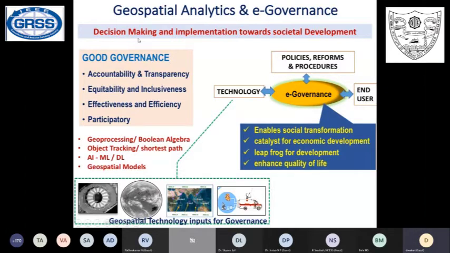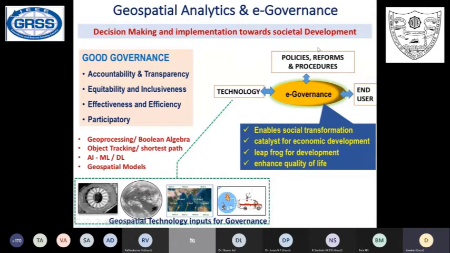And of course, to do these kinds of analysis for good governance, you need to adopt geoprocessing, which is a very unique technology in the geospatial domain, Boolean algebra, object tracking systems, and of course AI, which plays a very major role, is an icon which is being studied in a big way, and a lot of solutions are already made available. All these things can be enabled under geospatial modeling.